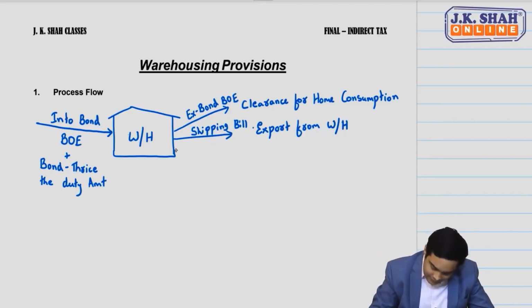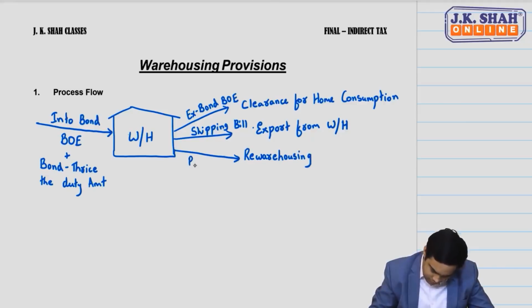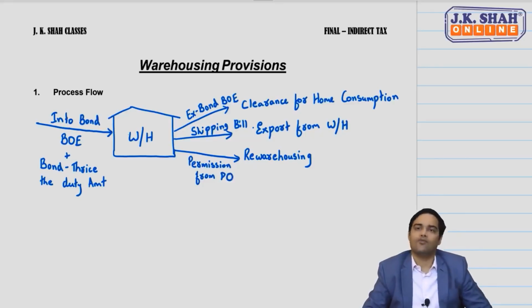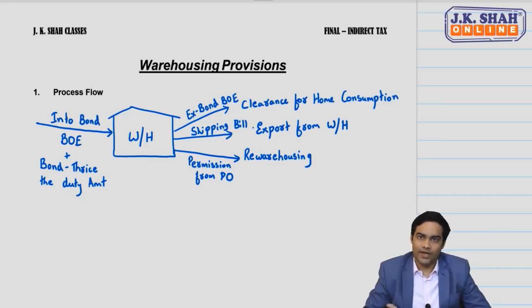Now, the third option is re-warehousing. Here you require permission from PO. And then it can be re-warehoused to another warehouse. Why is this done, sir? Normally in case of cancellation, say suppose there is a cancellation of license of the warehouse, then in that case we go for re-warehousing. Okay.